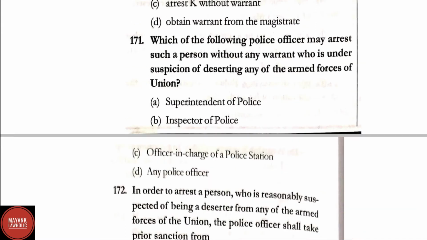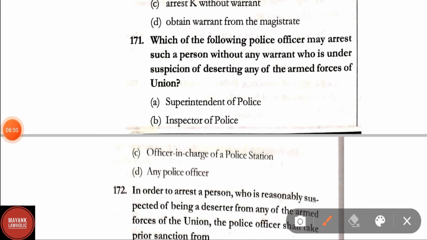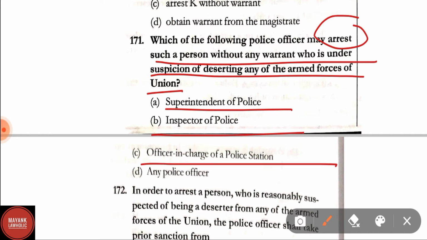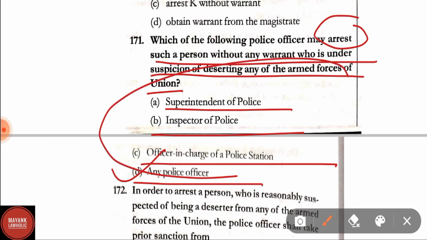Question number 171. Which of the following police officers may arrest, without any warrant, a person who is under suspicion of deserting any of the armed forces of the Union? Option A, superintendent of police. Option B, inspector of police. Option C, officer in charge of police station. And option D, any police officer. Here the correct answer is option D, that is any police officer.